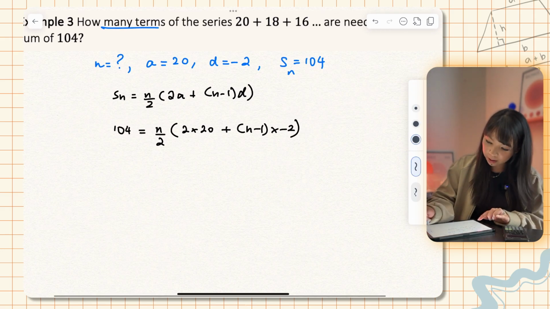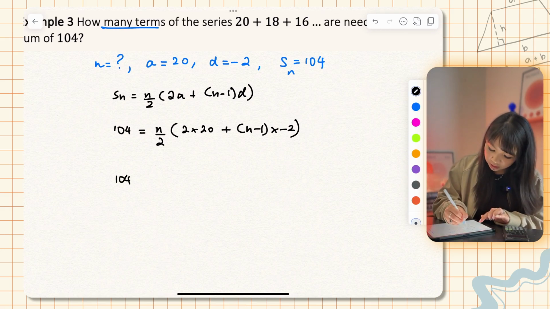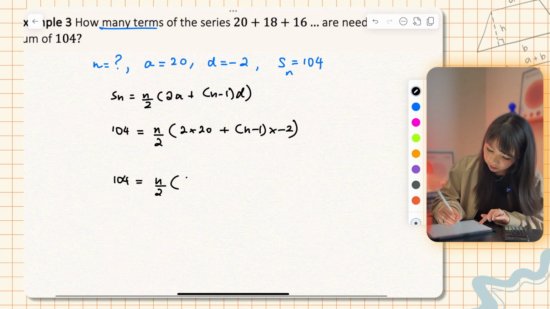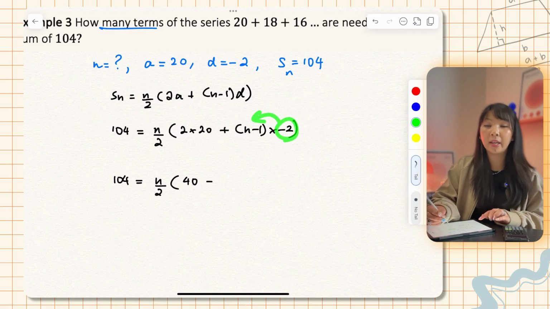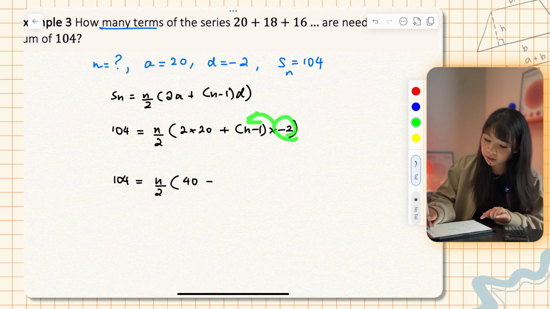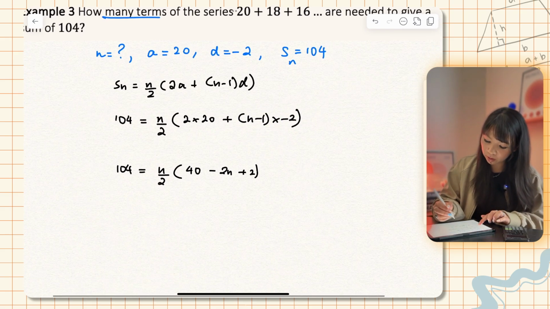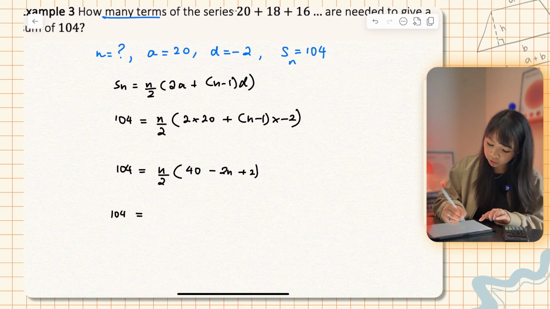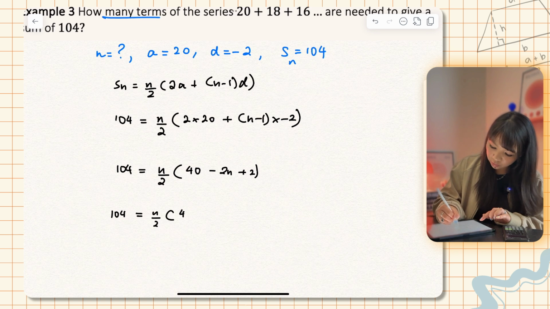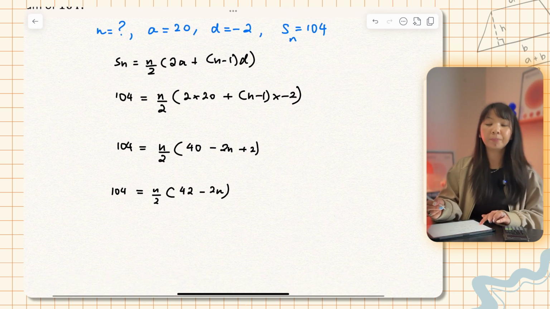So let's continue to expand what is inside that bracket. This is going to become 40. Now, there's a -2 here multiplying n minus 1. So -2 times positive n is minus 2n, and -2 times -1 is positive 2. Okay, so this will become 104 equals n over 2 times (42 minus 2n).